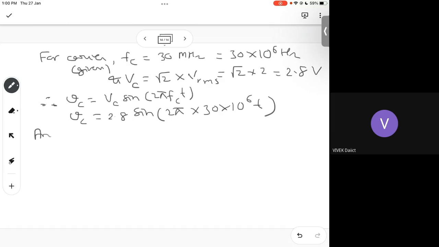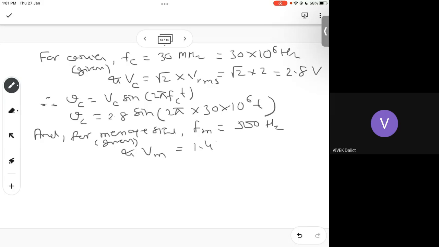And for the message signal, FM we have already got. It is a low frequency. It is given as something, what frequency have I taken? 500 Hz. So no need to convert. It is already given to you as 500 Hz. And here we have already been given the maximum value, which is 1.4 volt. So it is already a maximum or peak value, so no need to change.